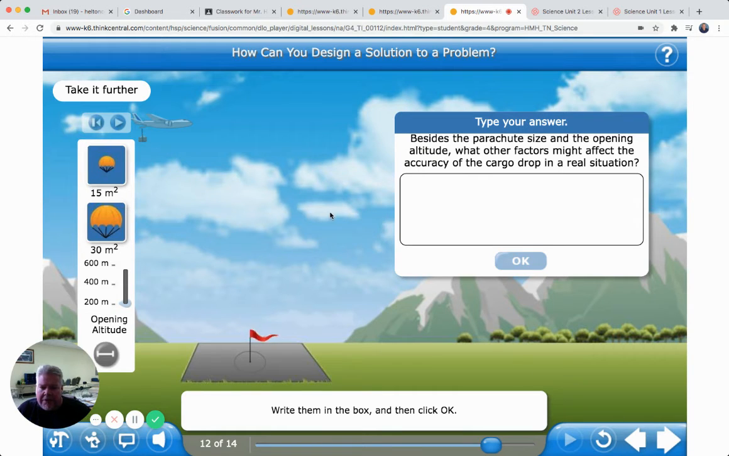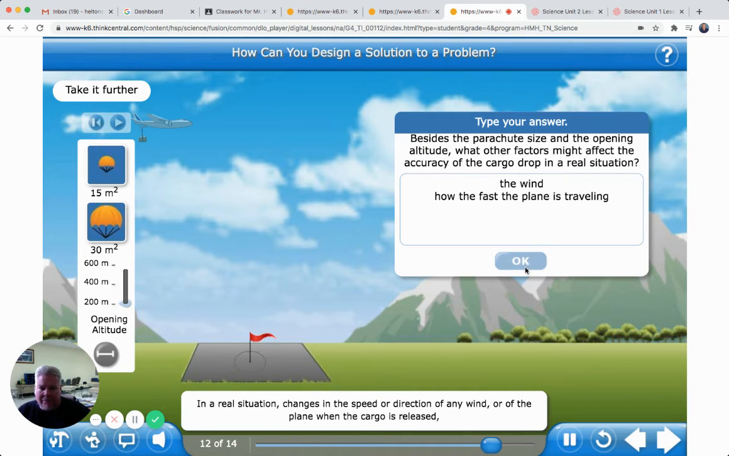So what do you think? What other factors would make this fall differently? Well, one we said already was the wind, right? The wind is going to affect how it falls. How about this plane? Not only do we need to know how high it is, but maybe how fast the plane is traveling. That's going to affect it, isn't it? The faster it goes, the more it's probably going to want to drift. Can you think of any others? Well, I think that's good for now.